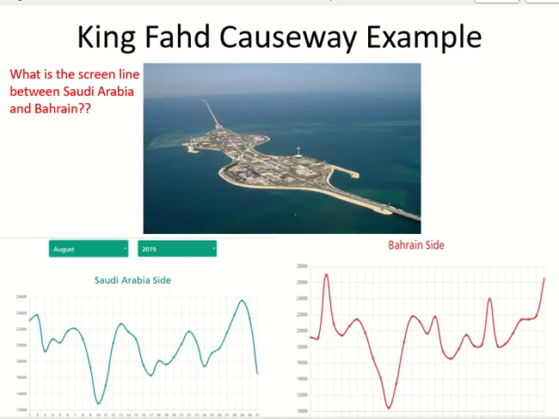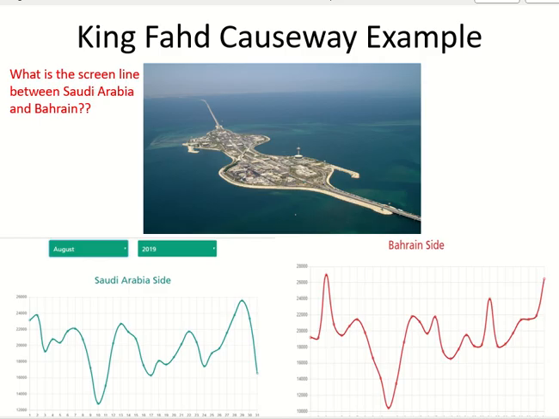Now you have the advantage here. What is your screen line? What divides these two areas? What divides Bahrain and Saudi? The causeway divides. The causeway connects the sea, right? Sea or whatever the boundary you have. Like these areas have a political boundary. If you cross this, you are in Bahrain. If you cross this, you are in Saudi, right?